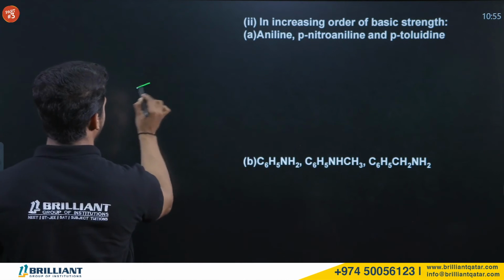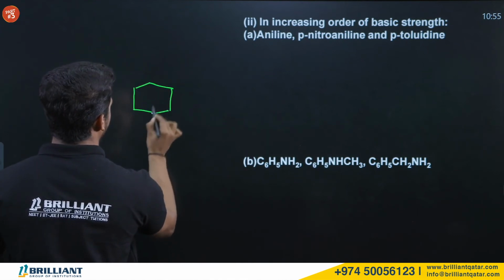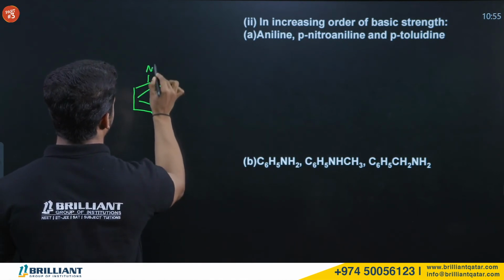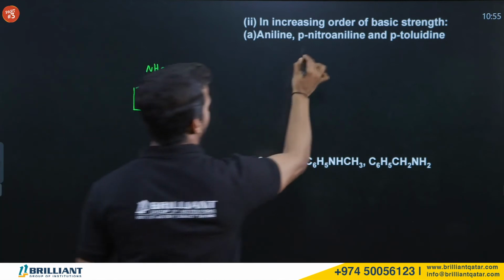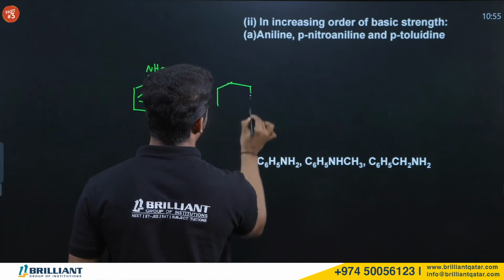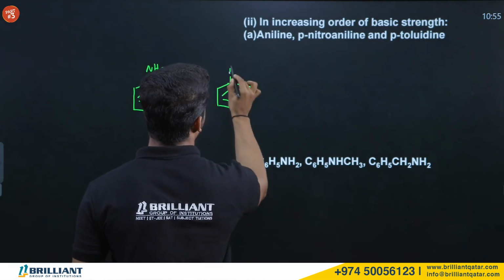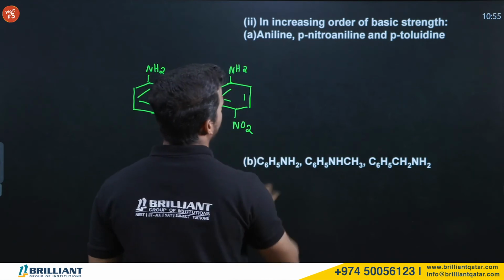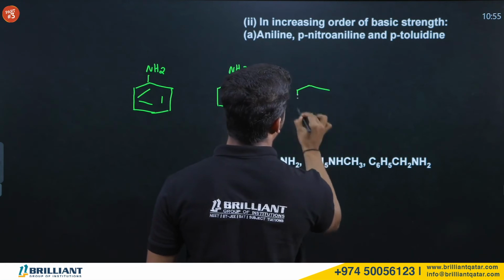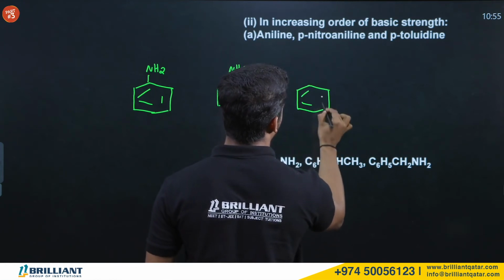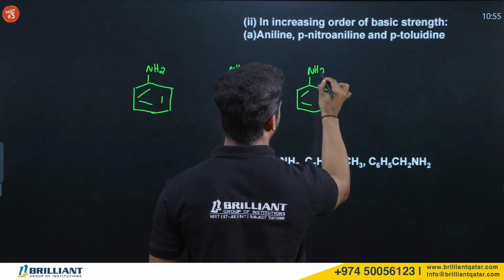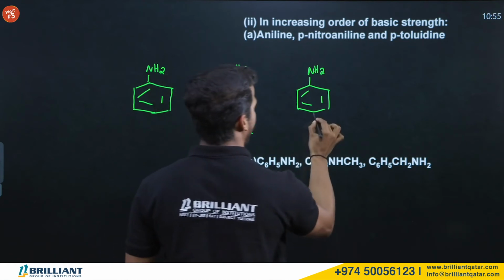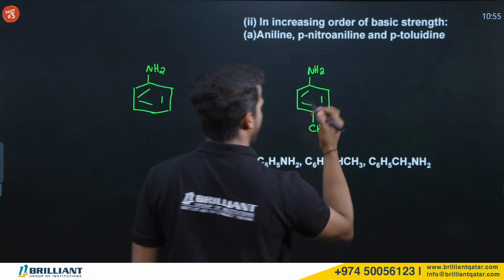Next. In the increasing order of their basic strength. Another question, dear student. Okay, this is the maximum. First one is aniline, benzene with NH2. Para-nitroaniline. What is para-nitroaniline? Again aniline, with a nitro group at the para position. Para-toluidine. Dear student, what is para-toluidine? Toluidine means it contains an NH2 group and a CH3 group. Para-toluidine means the para position is the one.